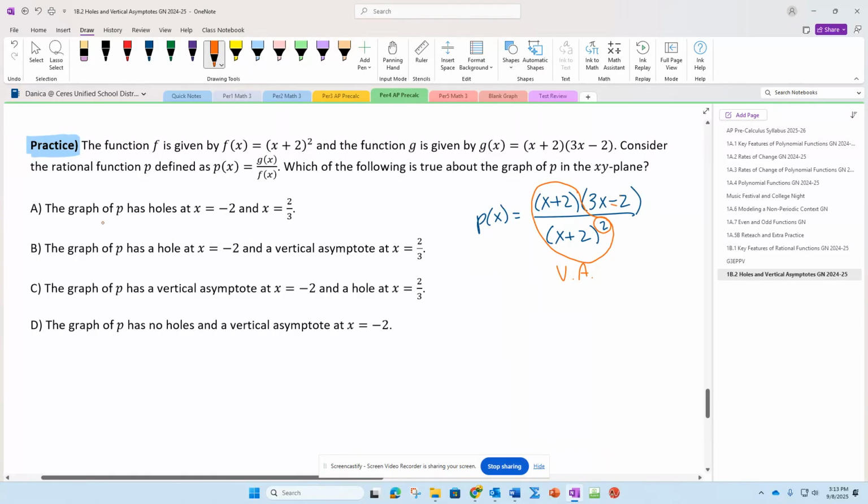Here it says the graph of p has holes at negative 2 and 2/3. Nope. Here it has a hole at negative 2 and a vertical asymptote at 2/3. Nope. Here it has a vertical asymptote at negative 2. That's true, because if x plus 2 equals 0, subtracting gives us an x value of negative 2. But we just talked about how the 3x minus 2 is actually going to give us a 0, so it does not give us a hole. Then the graph of p has no holes and a vertical asymptote at x equals negative 2. That's actually true. There are no holes. There's just the vertical asymptote at x equals negative 2.